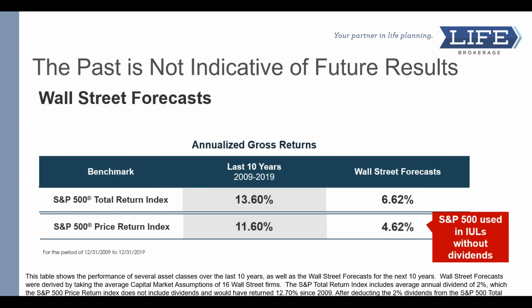If I take the dividend out, I have the S&P price return. It's not the total return, just like it sounds, because we've removed the dividend. And that comes down to an 11.6% annual gross return. If you take the assumptions of these 16 Wall Street firms and you look forward the next 10 years, the prediction is at a 6.62% total return and a 4.62% price return, removing dividends.